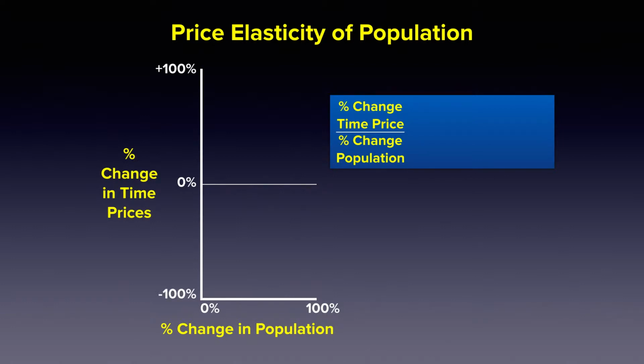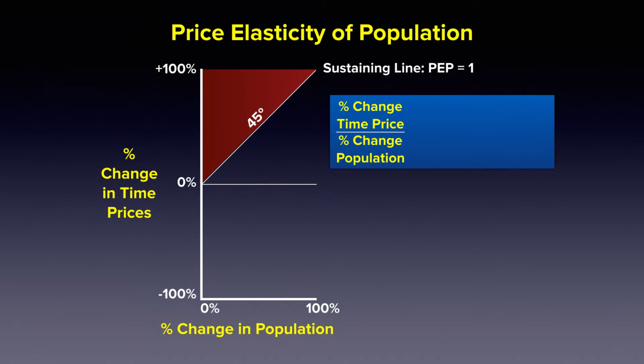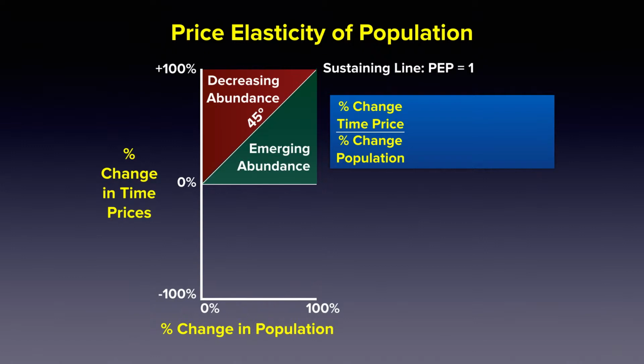So we begin initially by drawing our first line, and that's a 45-degree line. When prices are increasing and population is increasing, we call that the sustaining line, and that's when the price elasticity of population is equal to 1. So the area above that 45-degree line is the case where prices are actually increasing faster than population. We define that zone as the decreasing abundance zone. The area below that occurs when prices are increasing, but population is increasing at a faster rate. We define that zone as the emerging abundant zone.